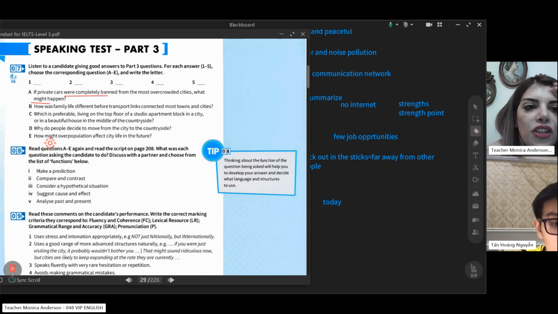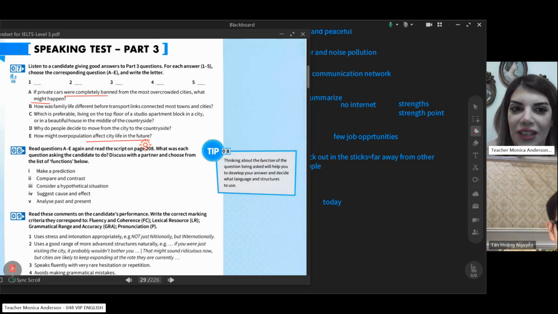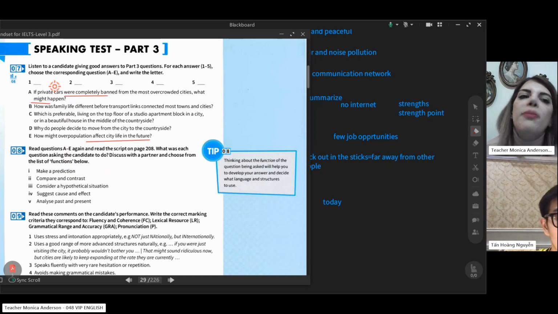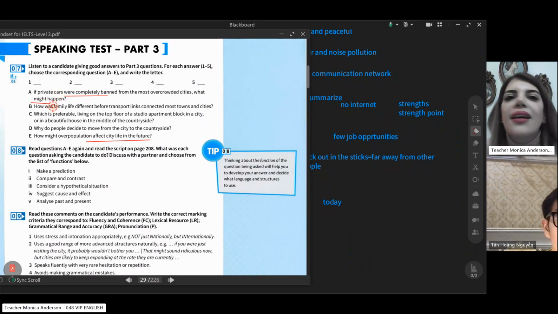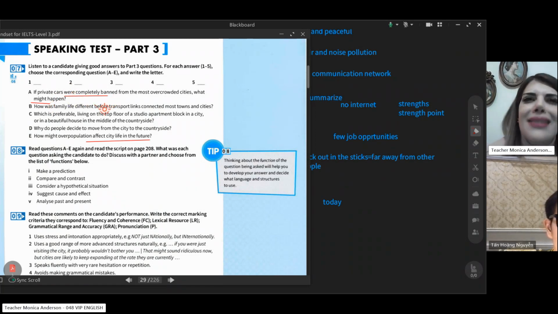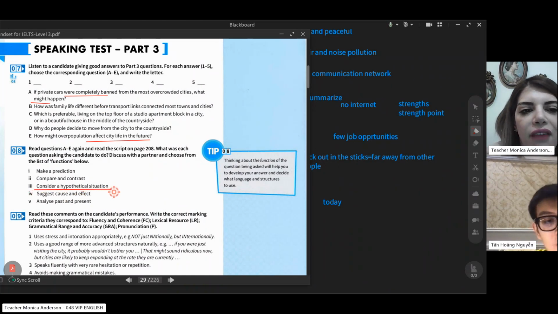Okay, so how might overpopulation affect cities in the future? Just pay attention: in the future. So this is a prediction about the future. Yes, so it's make a prediction. From the beginning, let's get started from A. Of course, you can guess them without listening to the audio again. Just like were completely banned, if past simple, definitely a hypothetical, imaginary situation, second conditional. So consider a hypothetical situation.